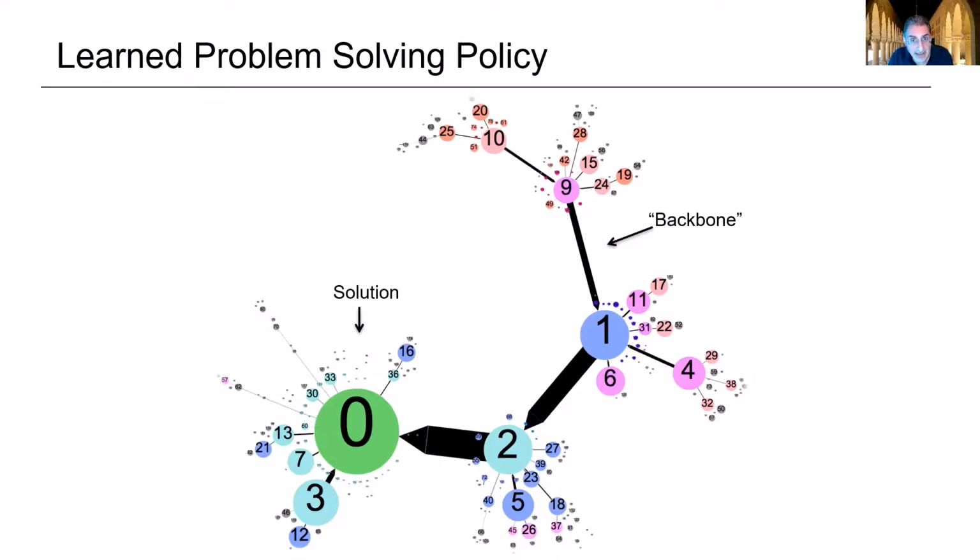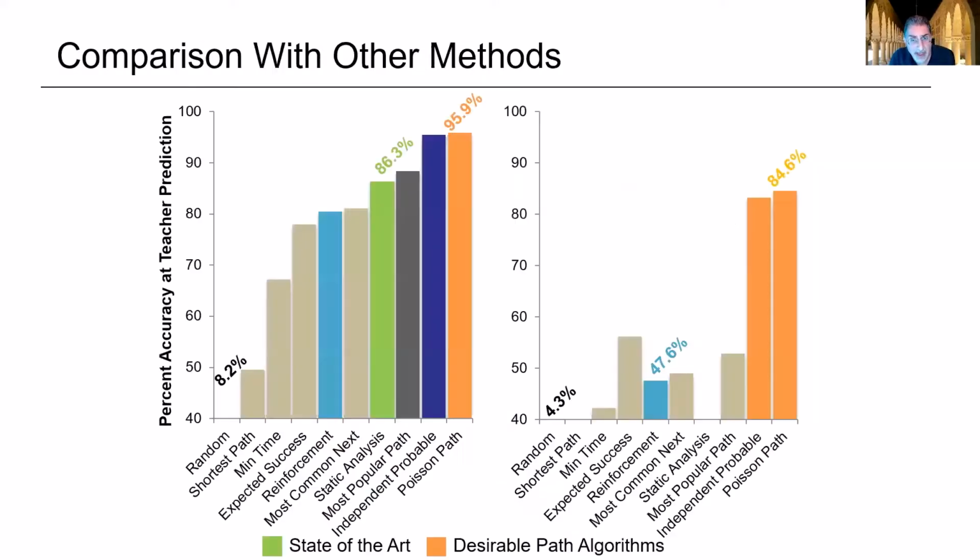And the idea is not to try to just jump them over to the solution, but to move them back onto the backbone path, which in some sense is the overall least cost path of getting from the starting state to the solution. So we can then measure, well, how well does this policy actually do? And so what we want to look at is our Poisson path algorithm in comparison to other methods with respect to its percentage accuracy at matching the teacher's prediction.